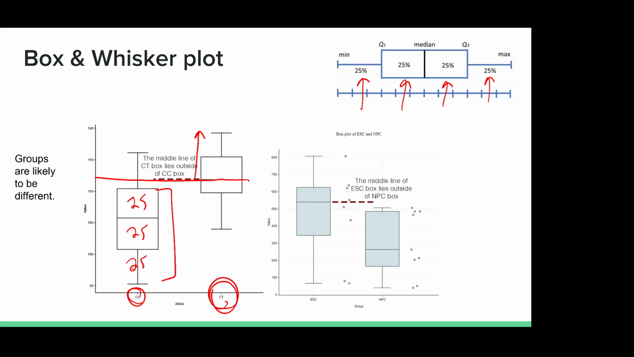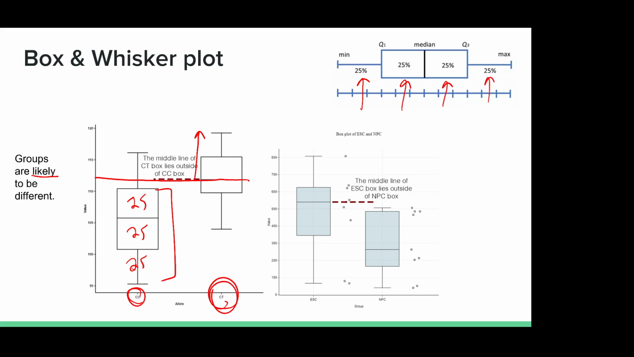And again, as it was explained to me, we need to say that they are likely to be different. If the entire box and whisker of one set, one category, is above the entire box and whisker set of the other, then we can say that they are different.